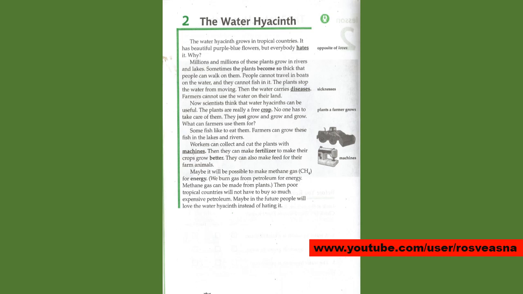Sometimes the plants become so thick that people can walk on them. People cannot travel in boats on the water, and they cannot fish in it. The plants stop the water from moving. Then the water carries diseases. Farmers cannot use the water on their land.